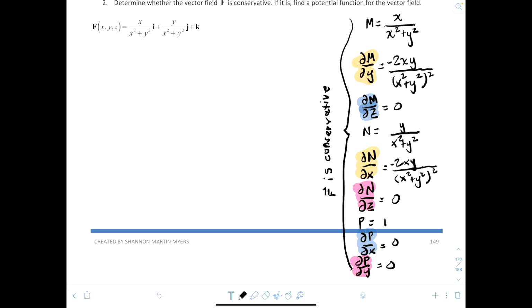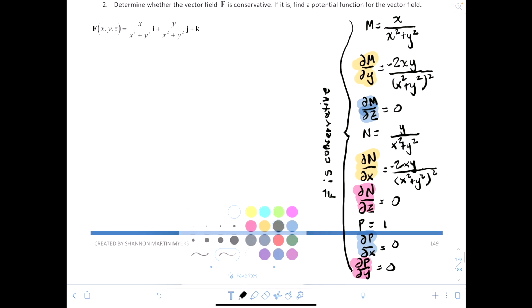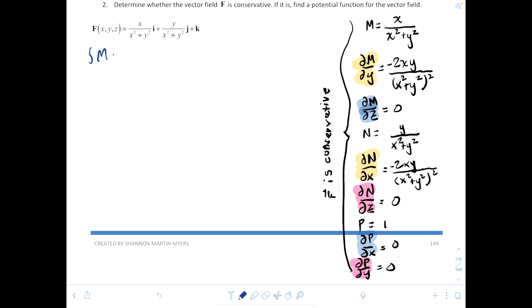All right, well, since f is conservative, what do we need to do? Beautiful, we need to find a potential function for f. So in order to do that, we need to integrate m with respect to x. So that will equal the integral of x times (x squared plus y squared) to the negative 1 dx.